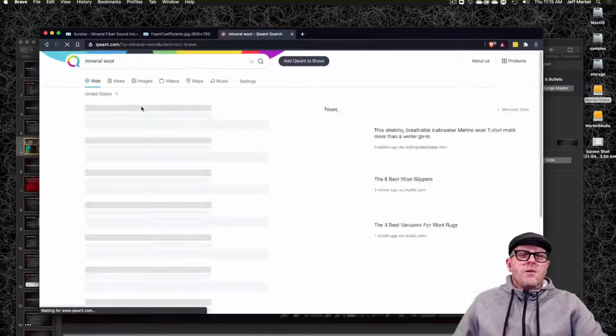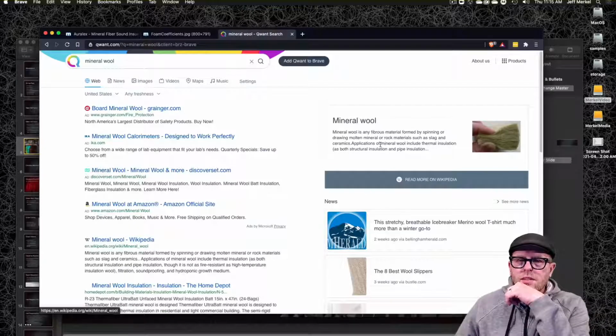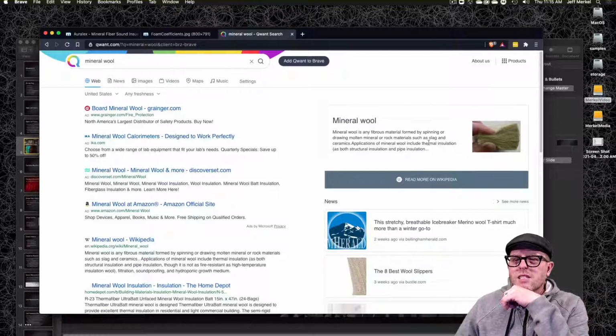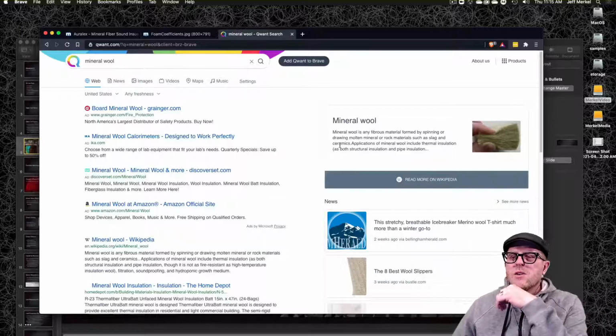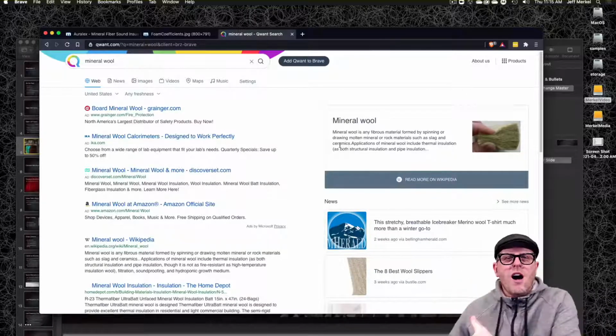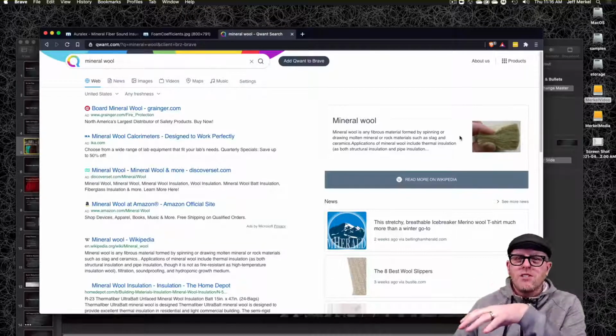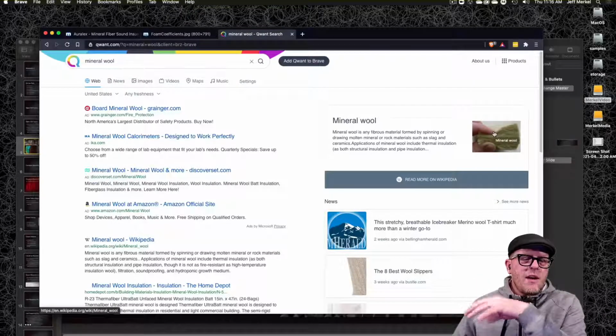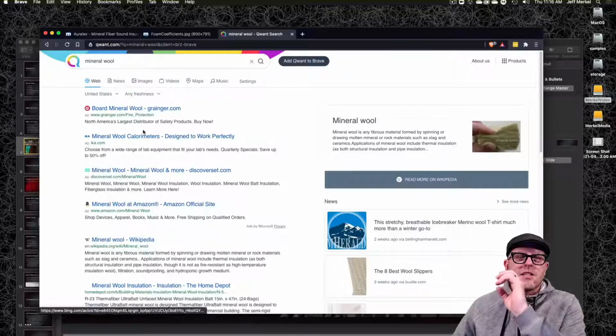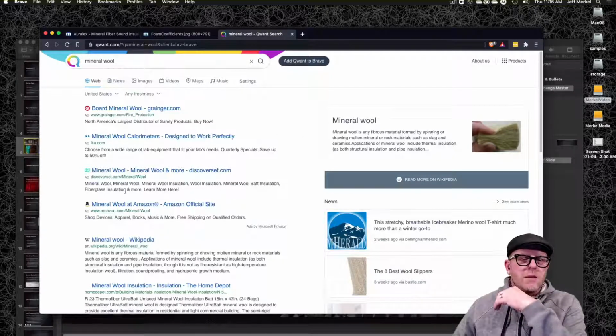So if we look for a mineral wool, it's molten mineral or rocks, such as slag and ceramics. It's like fiberglass, but it's rock. It's hard to explain, but it's like fiberglass, but you can touch it. You don't want to get it in the air, but you can touch it. But let's just find some images for it.